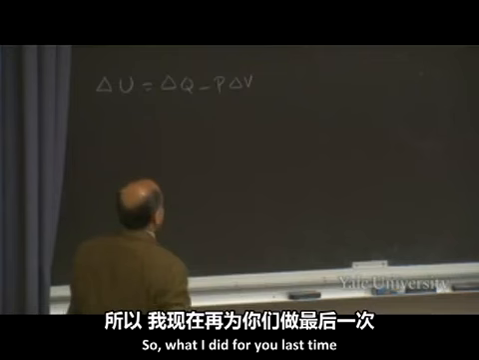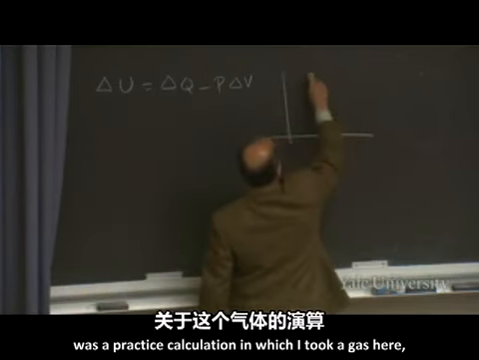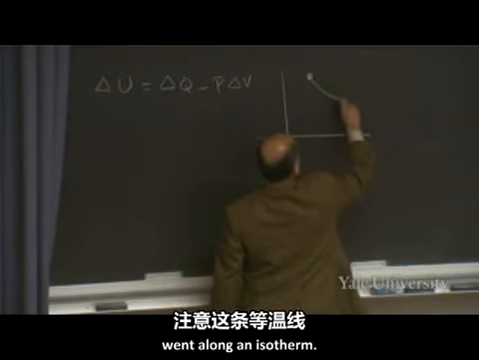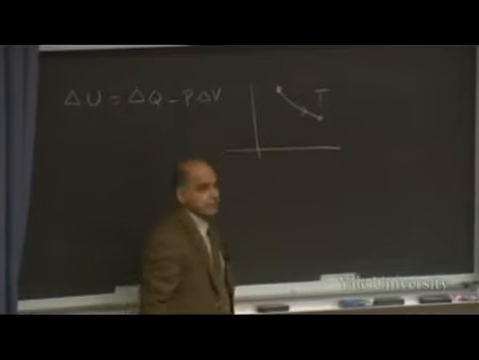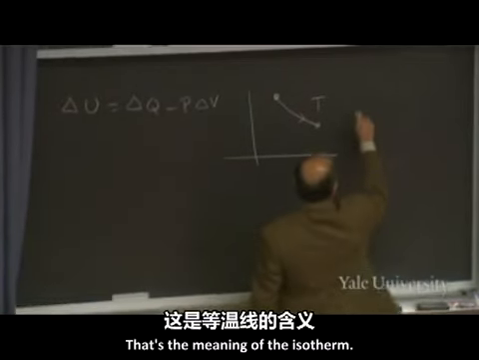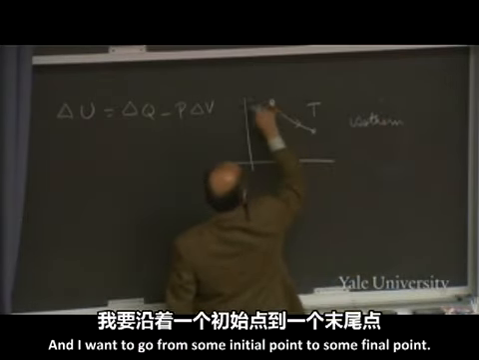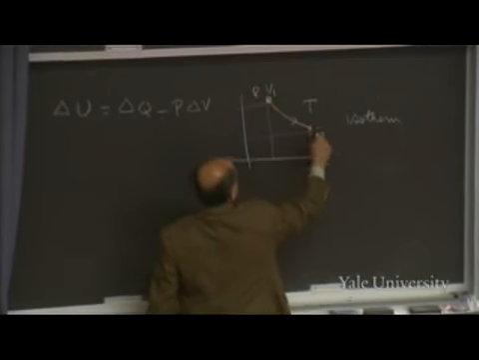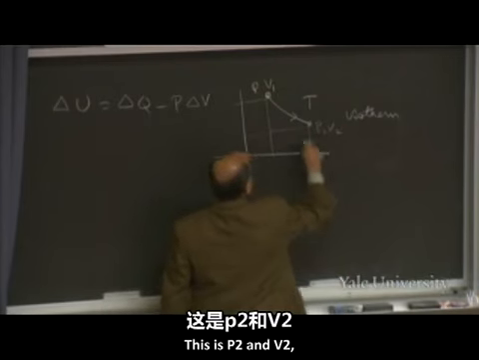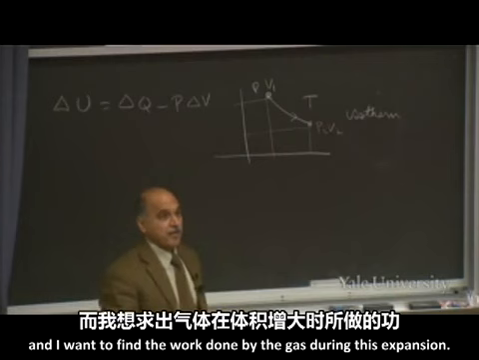So what I did for you last time was a practice calculation in which I took a gas here, went along an isotherm. That means temperature is a constant. That's the meaning of the isotherm. And I want to go from some initial point to some final point. So this is volume V1 and pressure P1. This is P2 and V2. And I want to find the work done by the gas during this expansion.